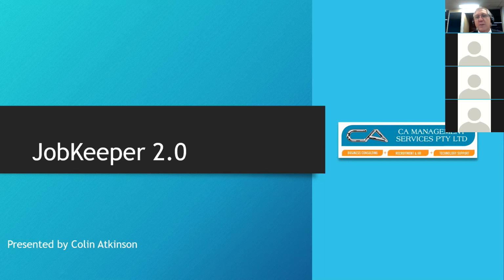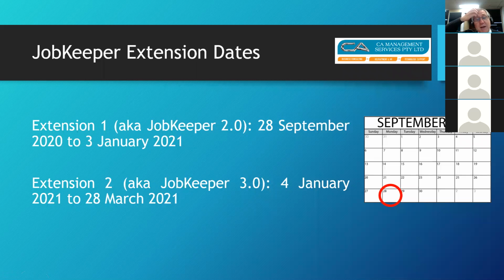Hopefully some of you have been through JobKeeper already. What I was going to do is briefly look at the extensions. They've given us 2 extensions. They've called it JobKeeper version 2 and version 3, but we've got extension 1 and 2. The first one's starting at the 28th of September and going through to the 3rd of January. The second one's from the 4th of January through to the 28th of March. It's really just giving people extended JobKeeper with some reduced amounts, and I'll talk about the amounts a bit further on.